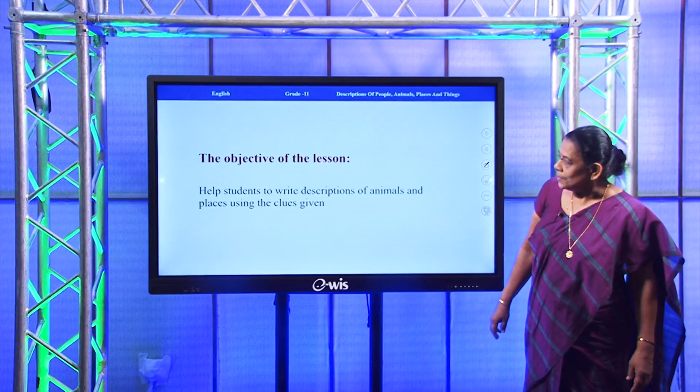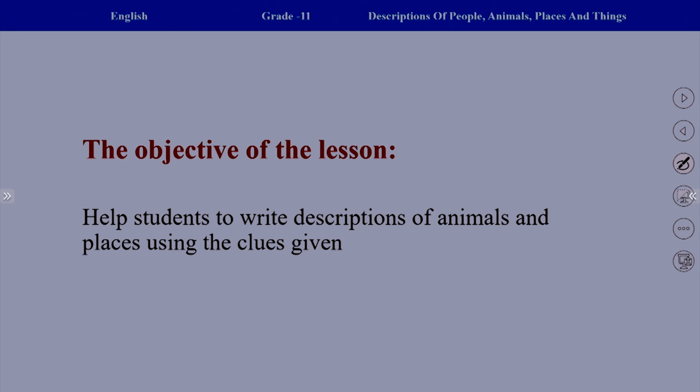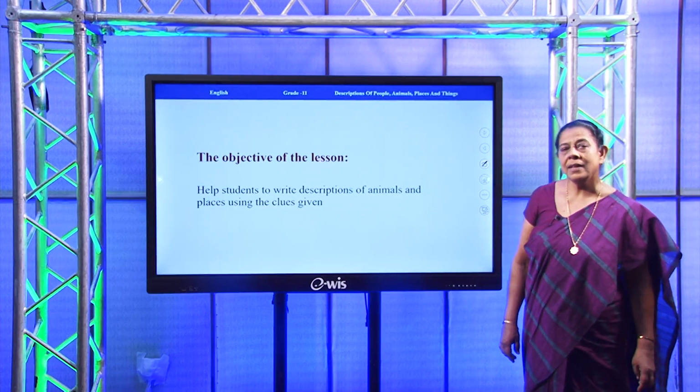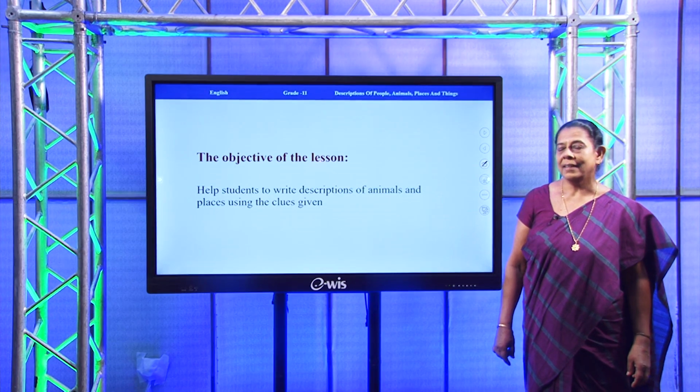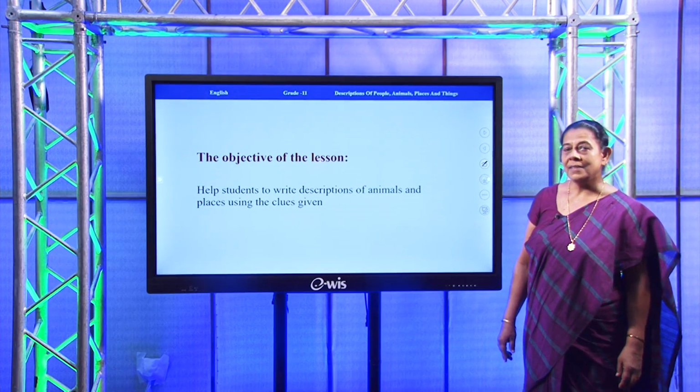I'll read you the objective of the lesson. Help students to write descriptions of animals and places using the clues given. Today you have to write descriptions of animals and places only. Right. Now look at the first activity.